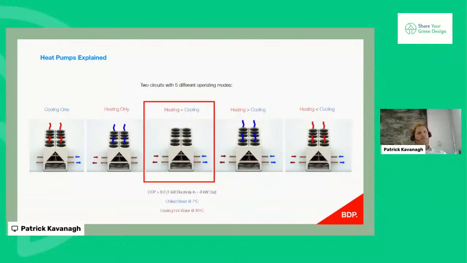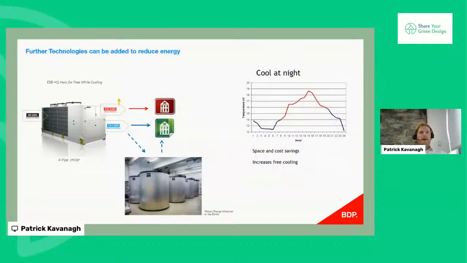And in heating and cooling mode, that's when there's simultaneous heating and cooling, and this is where these units really come into their own and are very efficient, with COPs of up to 8 or over. What that means is that for every 1 kilowatt hour of electricity in, you get 8 kilowatts out. There are 2 other modes there, which are self-explanatory.